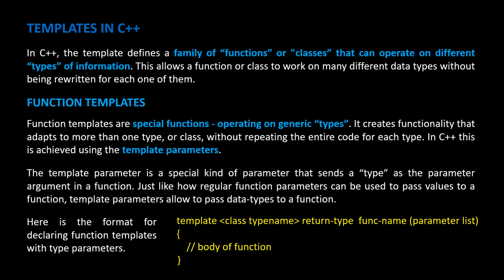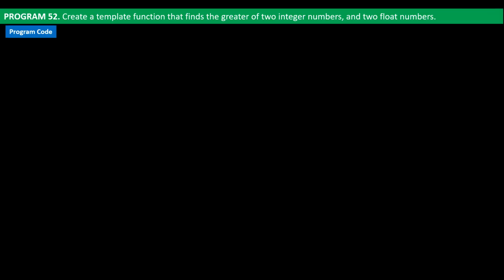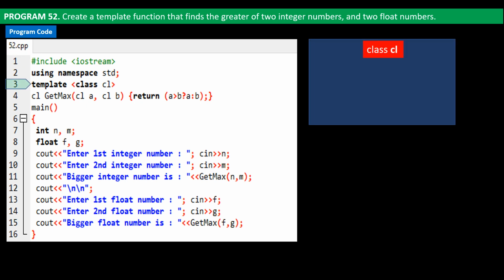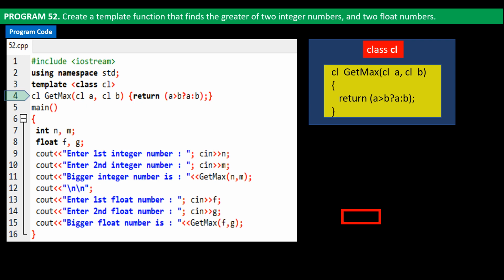Let's understand it better with a program implementation. In program 52, we will create a template function that finds the greater of two integer numbers and two float numbers. Here is the program code. On line 3, we declare a template for the class named CL. On line 4, we declare a template function named getMax.